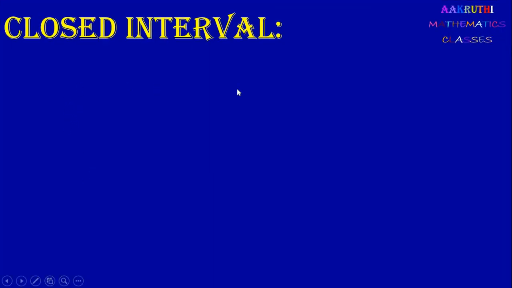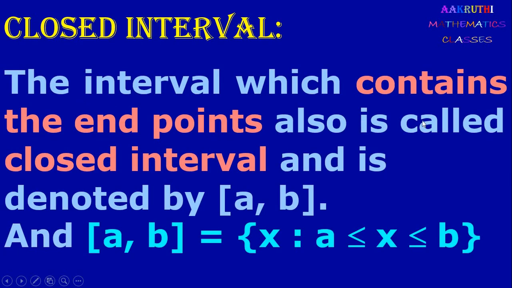So next one, it is closed interval. First one, it is open interval. Now this is closed interval. The interval which contains the endpoints also is called closed interval. Now here we use square bracket [a, b], and square bracket [a, b] equal to set of all x such that x is greater than or equal to a, less than or equal to b. Now see here, important, a and b are also included. Closed bracket [a, b] means all the real numbers from a to b, including a and b. You have to write all the real numbers in between a and b, including a and b.